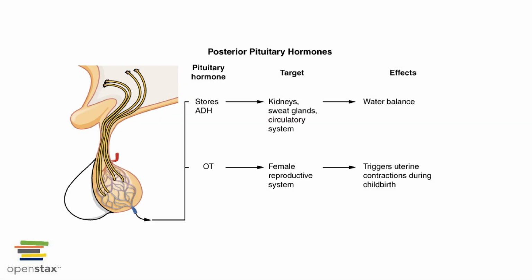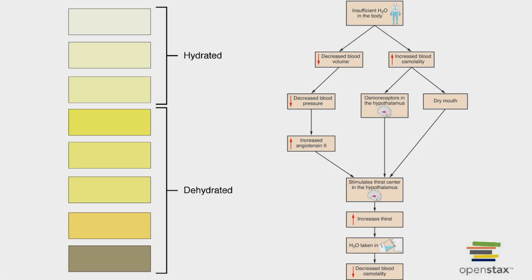While a neural stimulus activates the release of oxytocin, the release of antidiuretic hormone is stimulated by a humoral mechanism when the osmolarity of the extracellular fluid is elevated. When you are dehydrated, blood osmolarity increases due to a higher concentration of solutes in the extracellular fluid. This change is detected by osmoreceptors in the hypothalamus. As a result, thirst is stimulated.